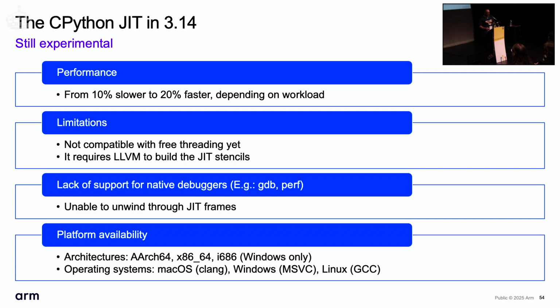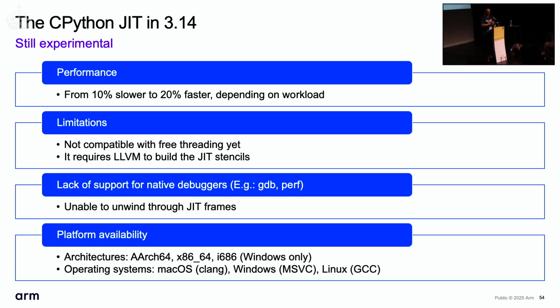So where does this leave us? The JIT that you've seen is real. It's in 3.14 and is evolving very quickly. But it is still marked as experimental, and this is what that actually means. Performance is, of course, workload dependent. In some cases, the JIT can deliver up to 20% in 3.14, but for others, you might see no benefits or even a small slowdown.